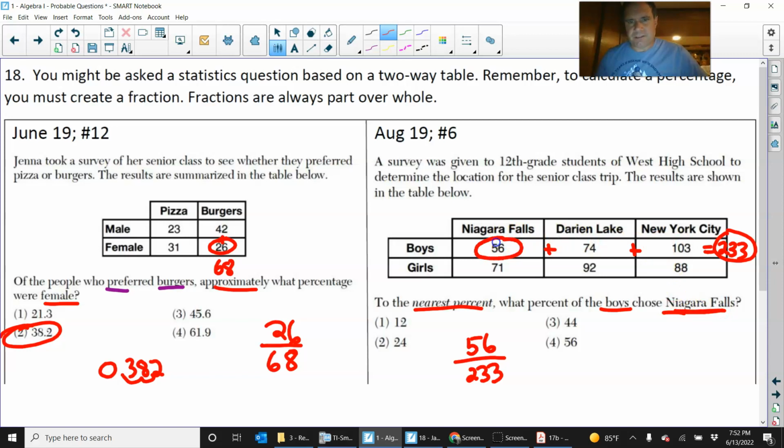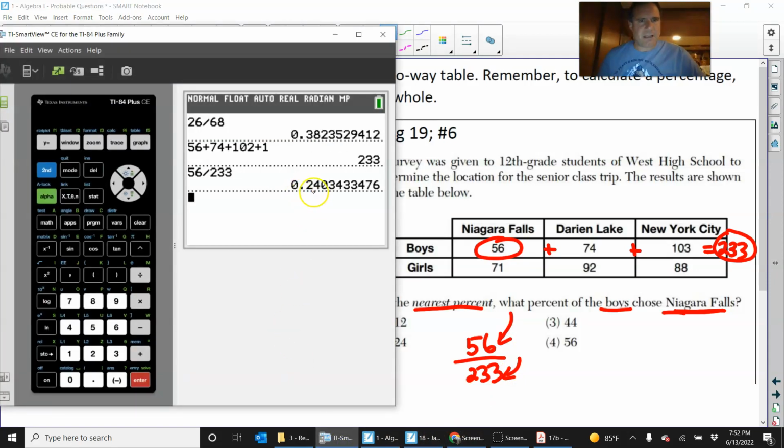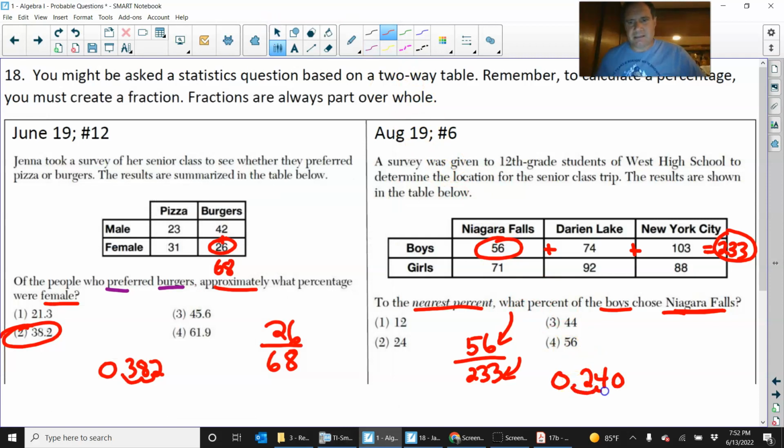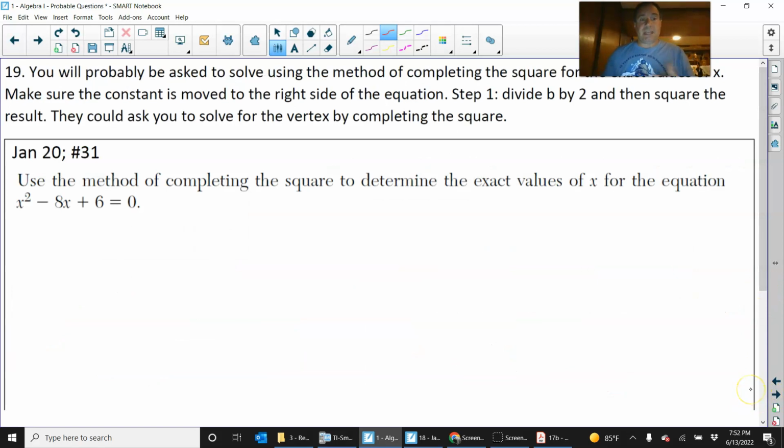Niagara Falls, 56. I created my fraction, 56 over 233. I put it in my calculator and I got 0.240. It says round to the nearest percent. That is going to stay 24%. All right, just remember, any statistics problem like this, you are going to be asked to round and to create a fraction, and the fraction goes to a percent.